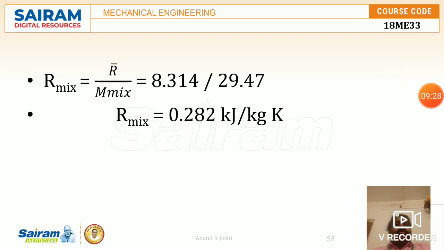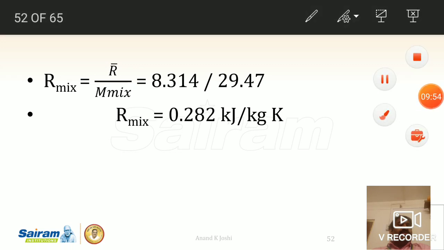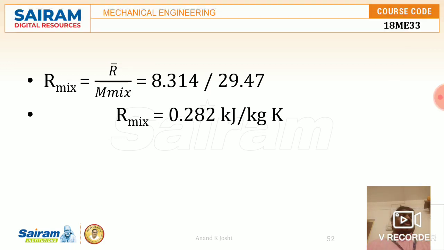For the gas constant, 8.314 kilojoules per kg Kelvin is there, and the 29.47 molecular weight in kg per kg mole is there. After all these units, the others get cancelled and only this quantity is left, that is kilojoules per kg Kelvin. I hope you understood this problem for this chapter. So I'll conclude this problem. I think you understood and followed this complete problem.